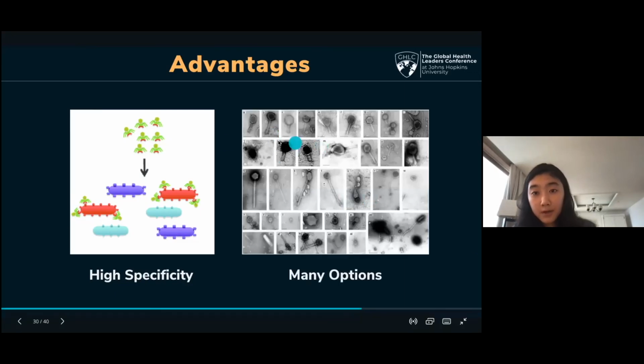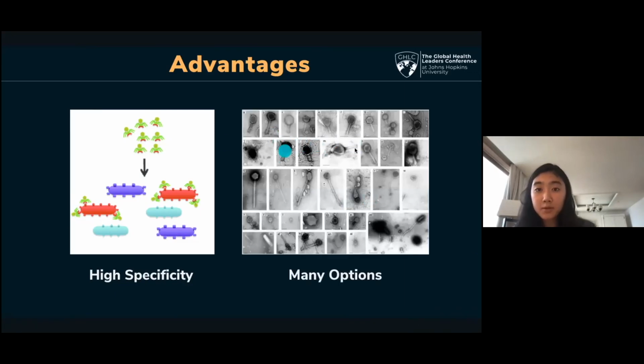The ubiquity of phages means that there are many options to pull from. They can be found in places such as sewers and hospital wastewater, or anywhere where bacteria are present. There are so many different types of phages that they outnumber bacteria 10 to 1. So we can always find new phages for treatment, even when bacteria develop resistance to the original phages used for treatment.